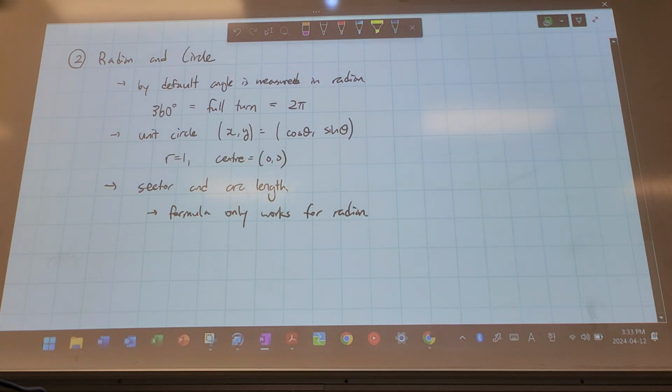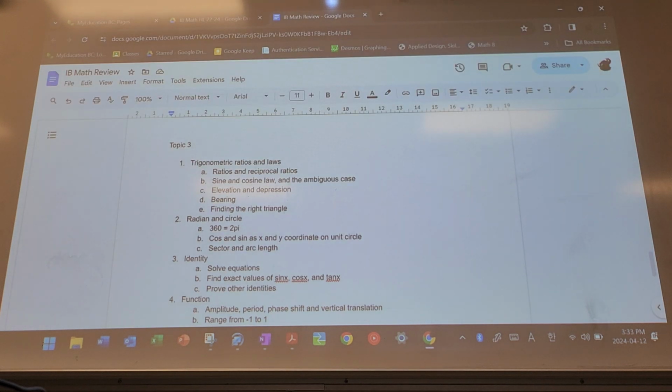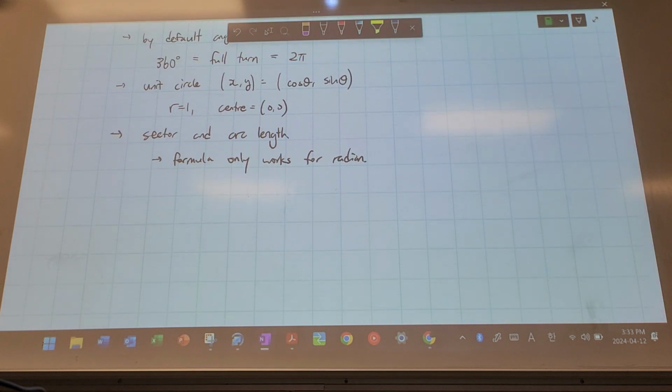But yeah, I think that's it for the radian and circle. So I think we can move on. Let's move on to identity.